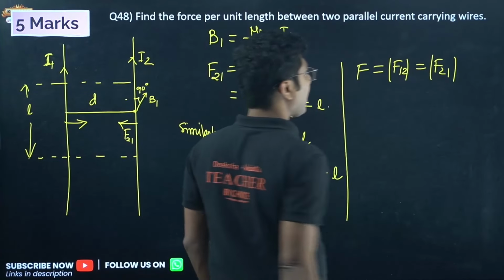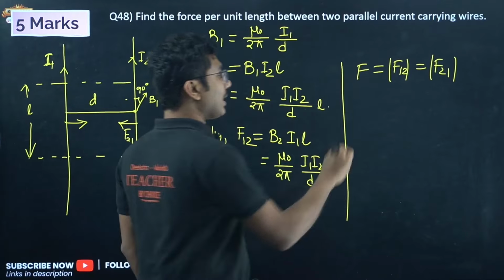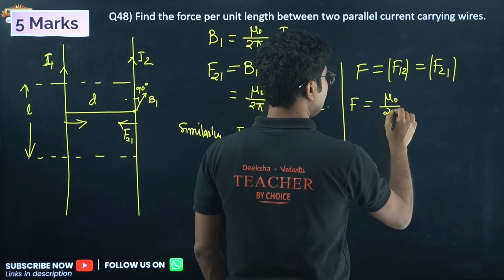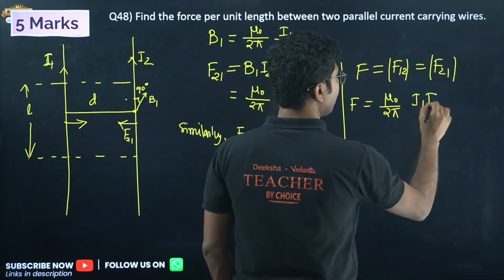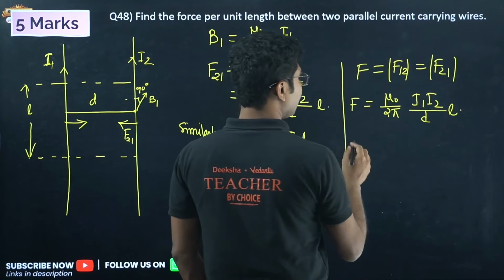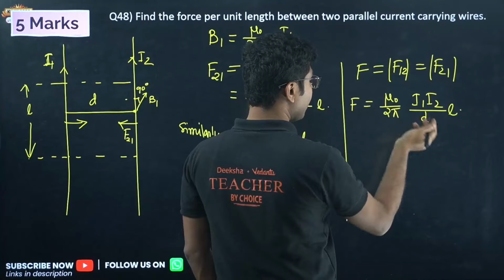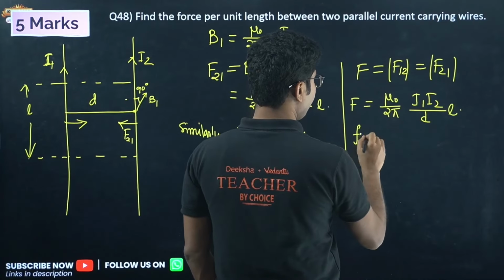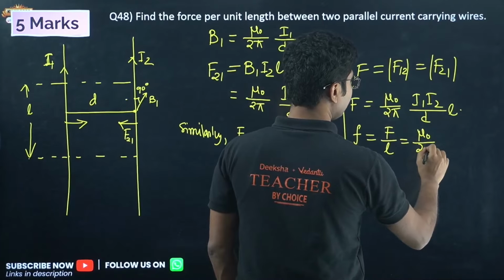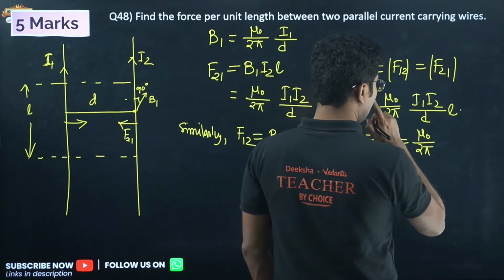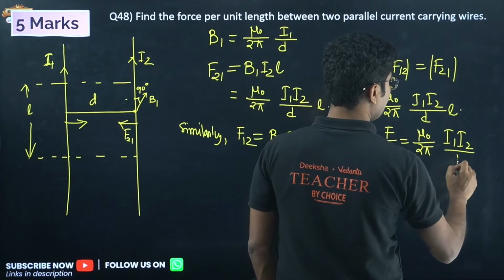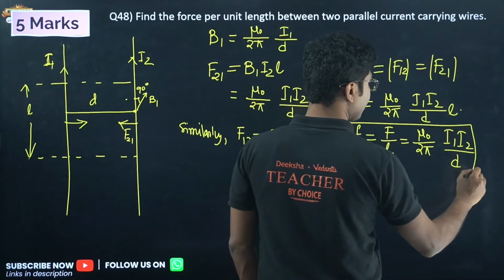Magnitude wise, because the magnitude is the same, we can say that. So what is F? F is given by mu naught by 2 pi I1 I2 by D into L. Now divide this, and we get the force per unit length. So force per unit length, small f, is given by mu naught by 2 pi I1 I2 by D.